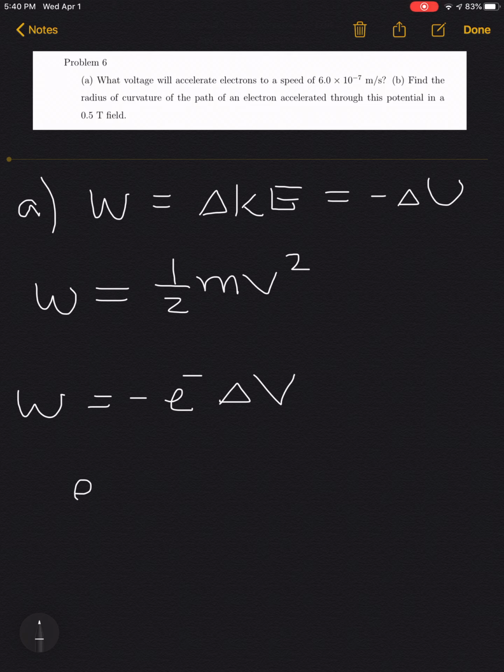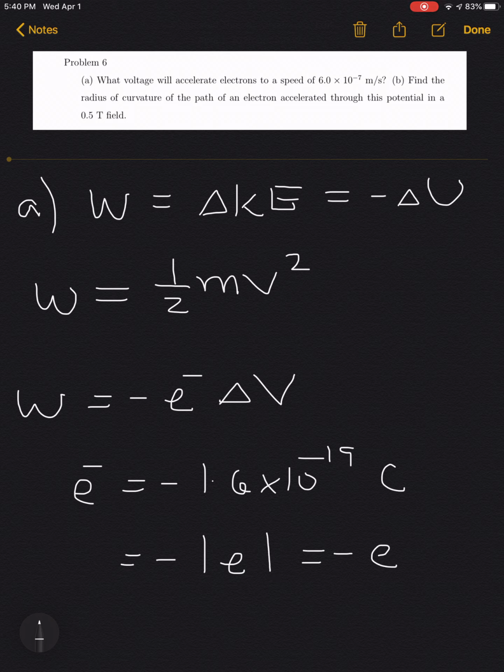Just note that the charge of the electron is negative, so this is minus 1.6 times 10 to the minus 19 coulombs, so that the work done here is a positive number. There is no inconsistency, so don't be worried by the minus signs. We might also write this as negative the absolute value of the electron charge, negative e, which assumes that there's a negative sign embedded in there.